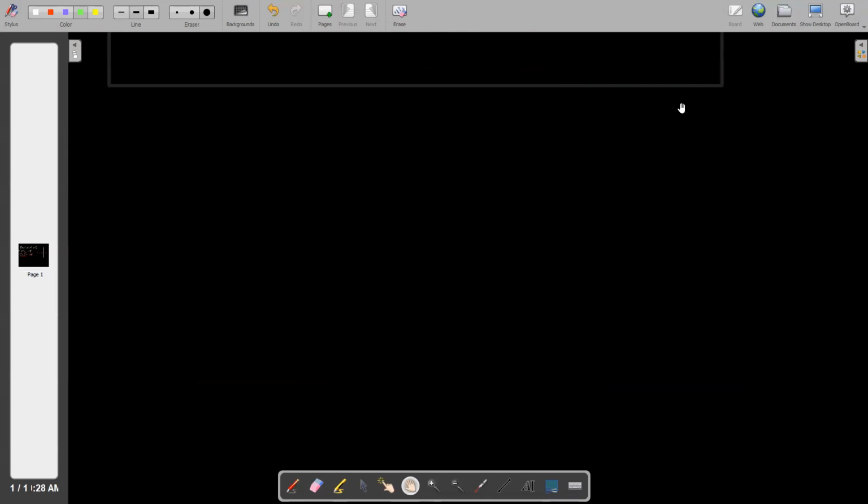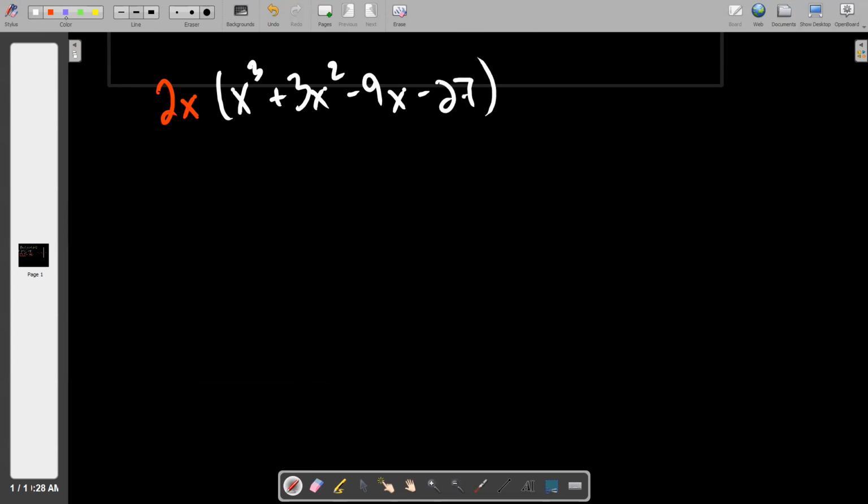Number two, not much more meat on this bone. You do, however, have to pull a GCF on this one. So if you yank the 2x out right at the beginning, you're left with x cubed plus 3x squared minus 9x minus 27. So it's just a little classic grouping problem. So we're going to wall it down the middle here. Out of the left half, we're going to pull x squared, and that leaves behind x plus 3. And then out of the right half, we're going to pull down the minus, of course, and we're also going to pull a 9, and that leaves behind x plus 3.